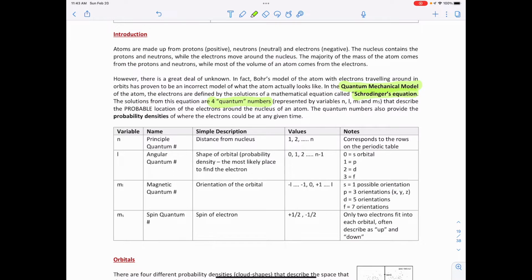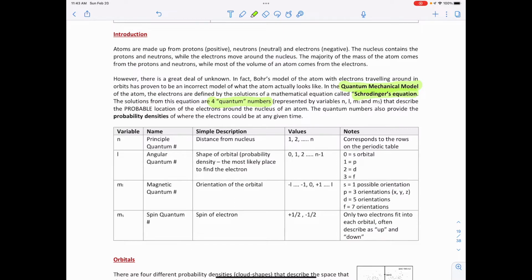Under this quantum mechanical model of the atom, all we can do is predict where these electrons might be, but we don't know for certain where they are. This mathematical equation predicts the probability density, and it is defined by 4 variables.